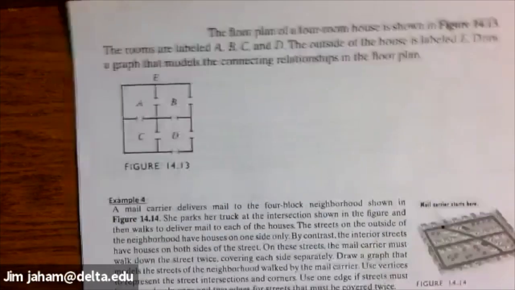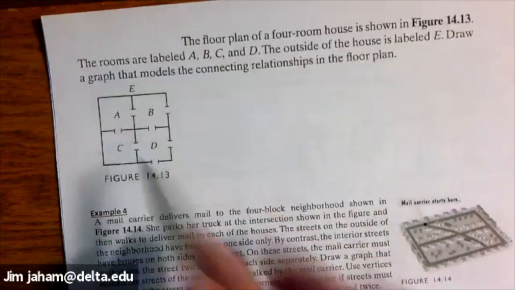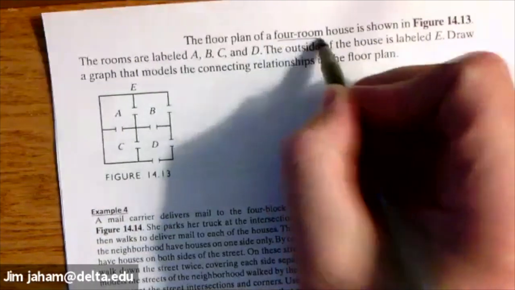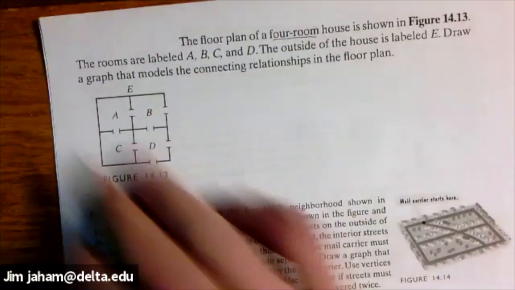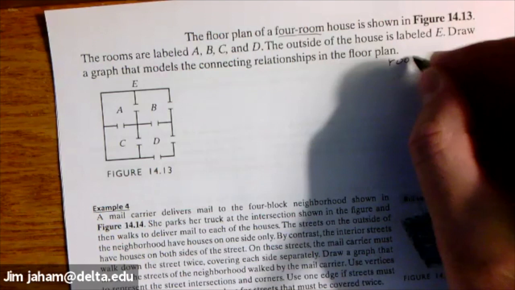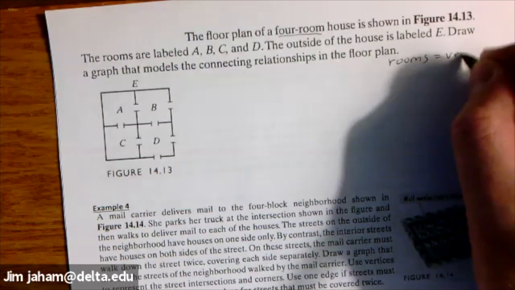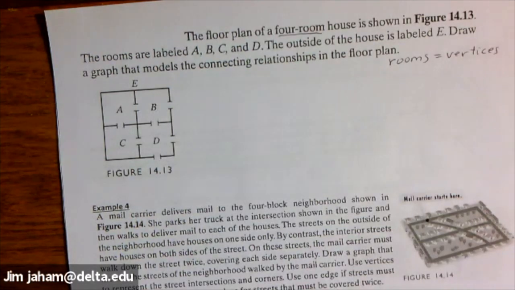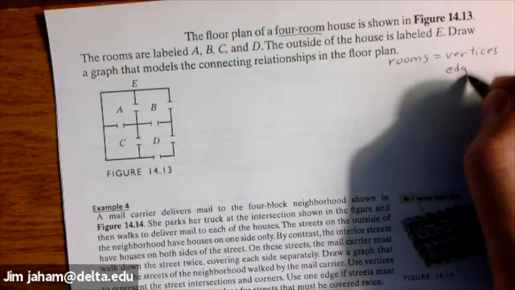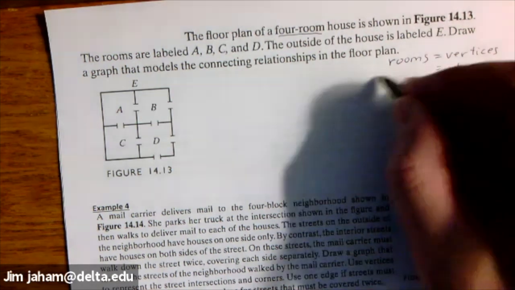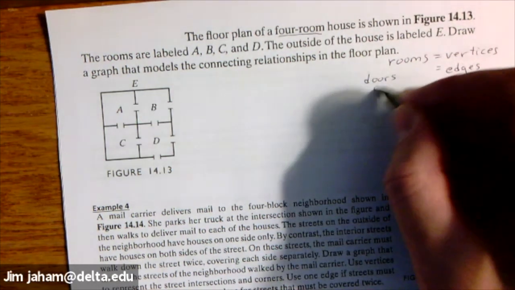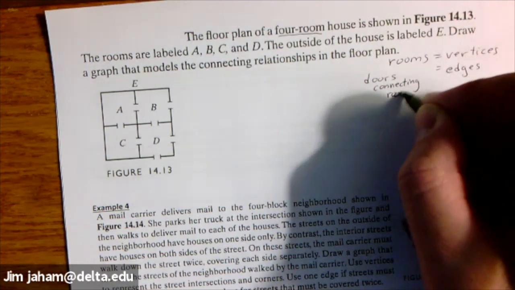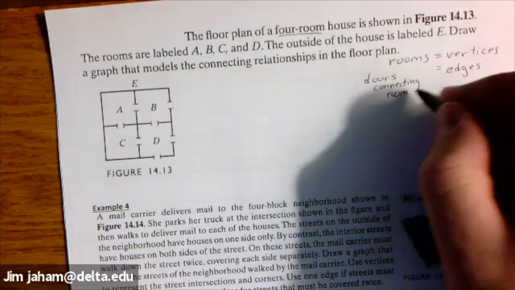Okay, so the next one is to model a floor plan of a house, and it has 4 rooms. When we model something like this, the rooms will be the vertices, and then the edges will exist if there are any doors that are connecting rooms, that allow you to go from one room to the next.